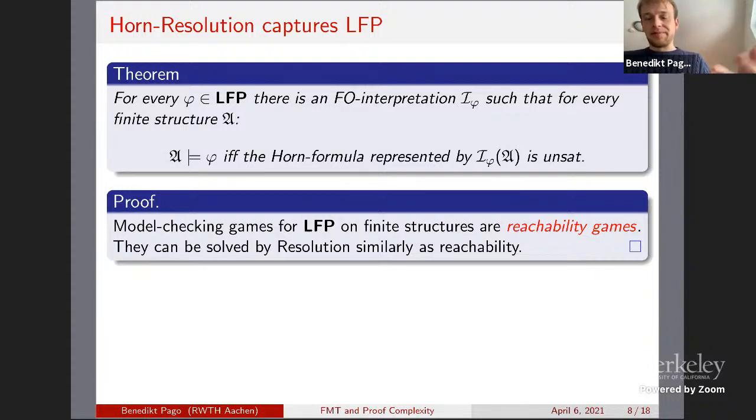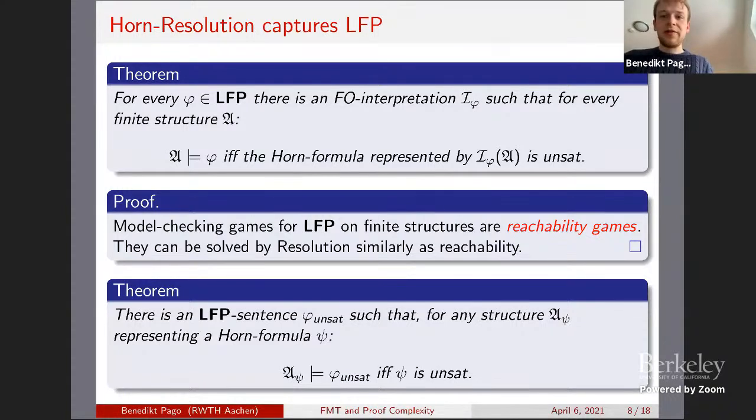The proof for this goes via certain model checking games for least fixed point logic. I won't go too much into detail, but it is known that on finite structures, checking whether a fixed point sentence is true reduces to solving so-called reachability games. This is very similar to the example of the reachability problem that I already showed you. So in fact, this can be encoded as a Horn formula and that can be refuted in resolution. And the other direction is also true. It's not so difficult to write down a fixed point sentence which exactly expresses that a Horn formula has a refutation.